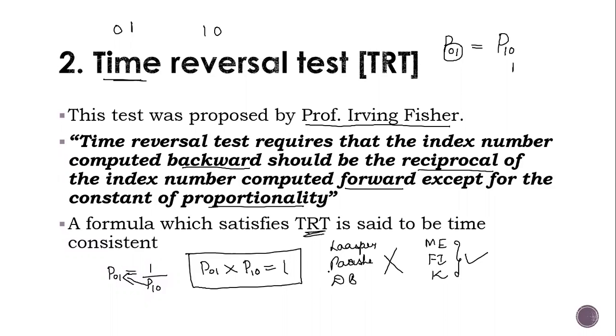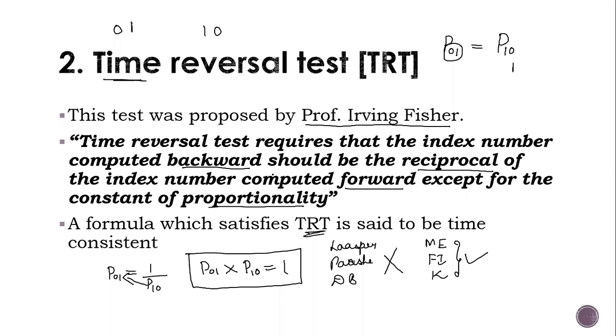So what is TRT? It is nothing but reversing the time of a particular price. You make the base the current and the current the base year, which should give you an equivalent answer. When it is reciprocated, it should satisfy the test. If it is satisfied, then it is said to satisfy the time reversal test. If it is not satisfied, it cannot be said to satisfy the time reversal test. So we will test each formula separately.